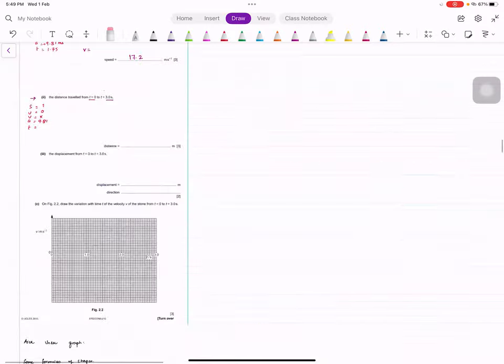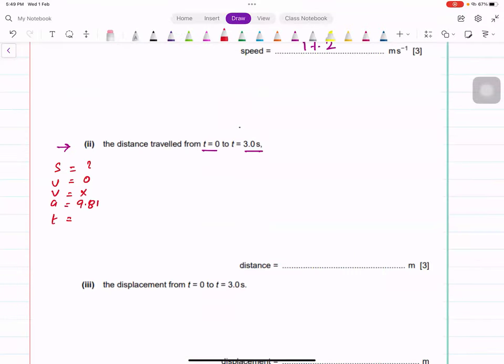Wait a second. Okay, so we're taking 1.25. Which equation should we use? I believe s equals ut plus half at squared. So we want to find this. This is zero, this is half, this is 9.81, and this is 1.25 whole squared. Can you please find the displacement?